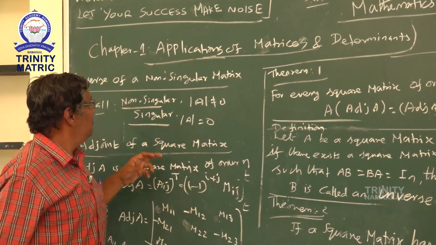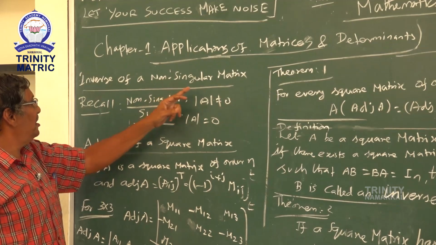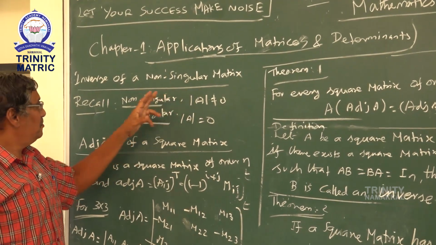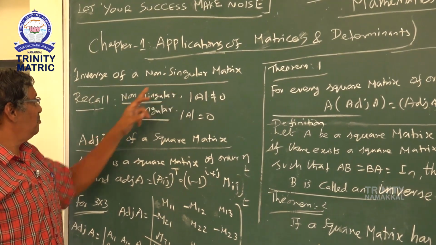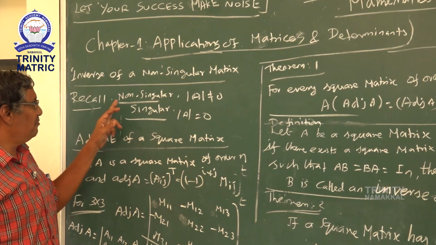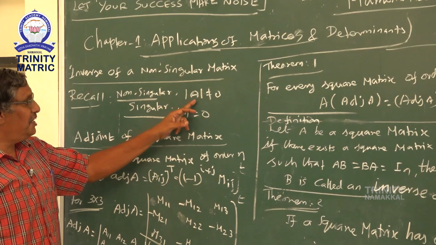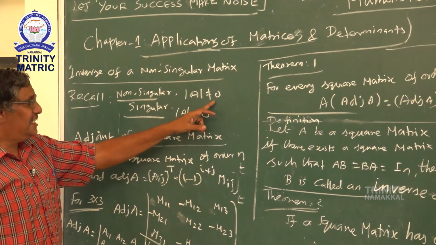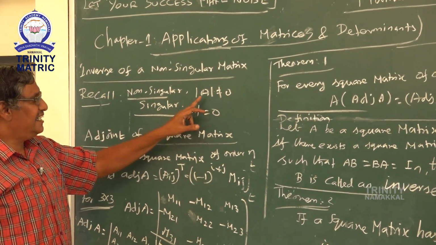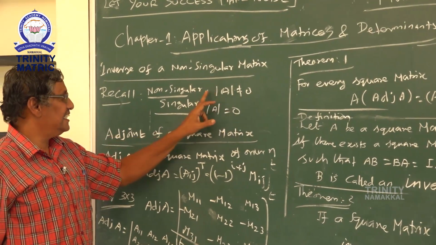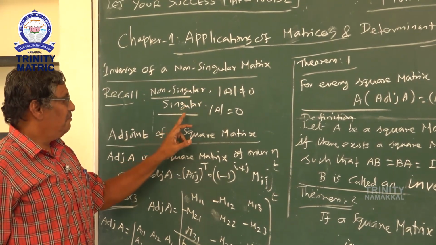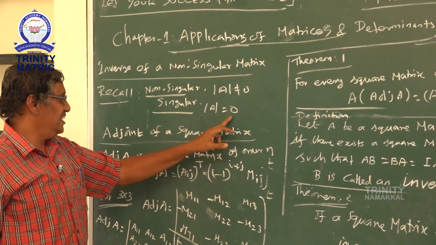Now I am going to learn the inverse of a non-singular matrix. First of all, to know about the non-singular matrix, we should recall the definition of non-singular and singular. Let the matrix be named A. If the determinant of A is not equal to 0, then it is called non-singular. If the determinant value is 0, it is singular.